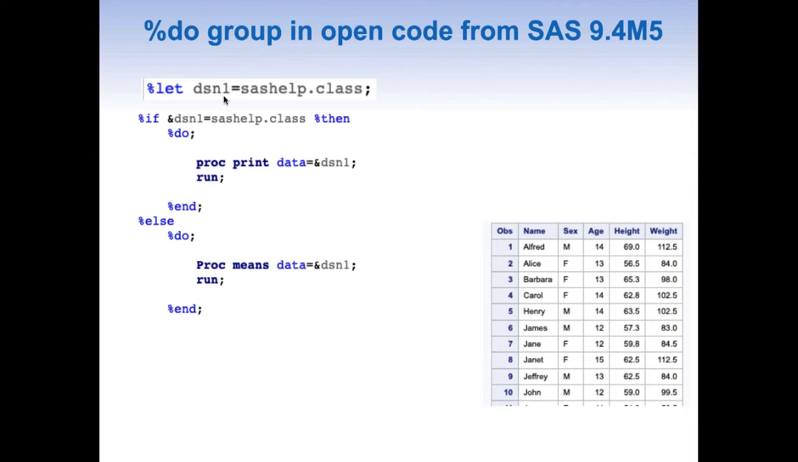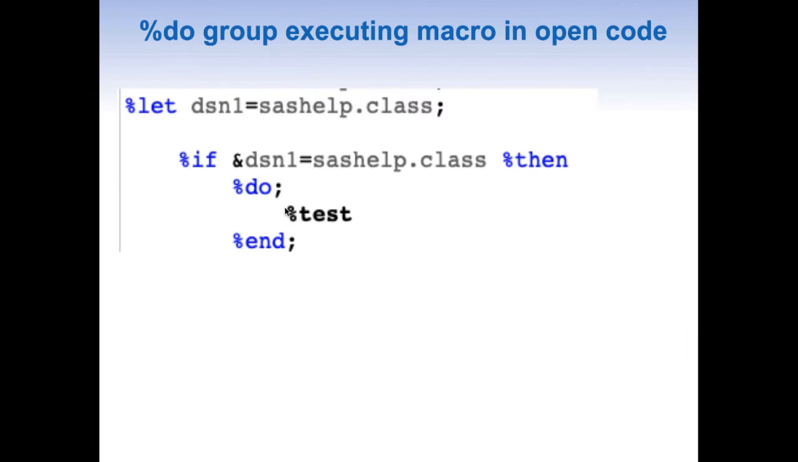So here I have %let dsn1=sashelp.class, as it is sashelp.class equal to sashelp.class, and then whenever I run this code, it proc prints the result for me. %do group can also be used to conditionally execute a macro in open code. Here we have %if, %then, and %do, and then we are executing a macro whenever this condition matches, and finally we have our %end for this %do group.